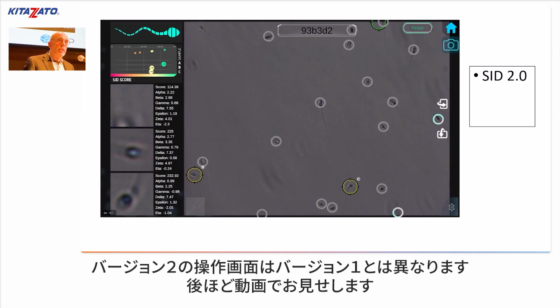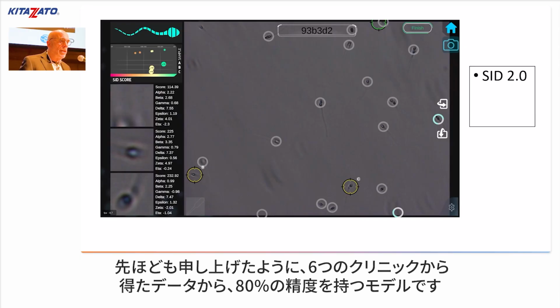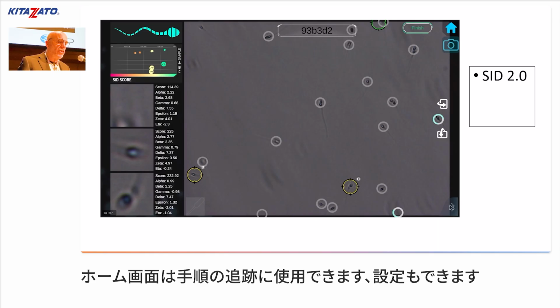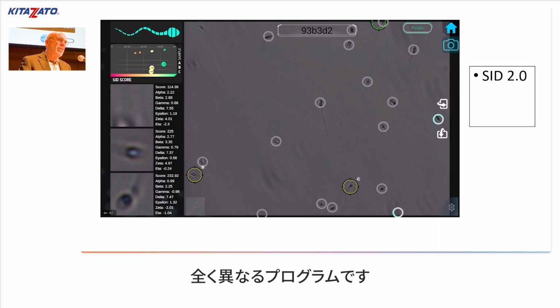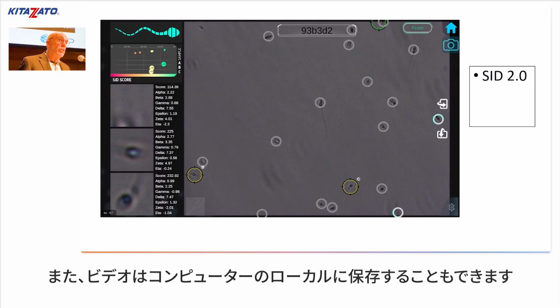So the interface of this second model is different. And I'll show you a videotape soon. It's trained on 20,000 single spermatozoa, as I said, from 6 clinics. It has an 80% accuracy model. It uses blastocyst formation as outcome. The home screen can be used for procedure tracking. You have preferences. It's a totally different program. And you get cloud video synchronization, but the videos can also be stored locally on your computer as well.